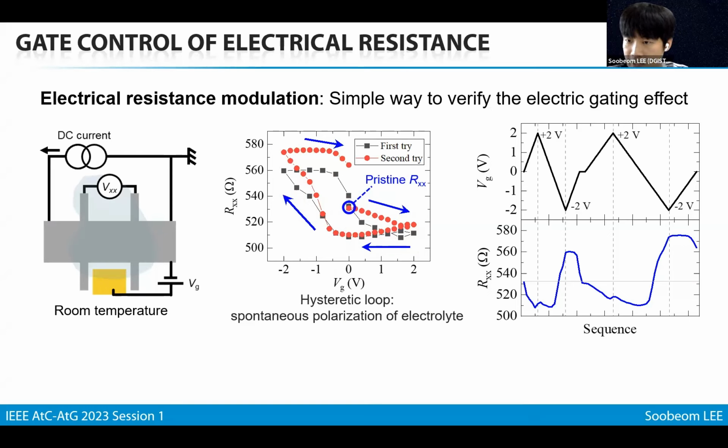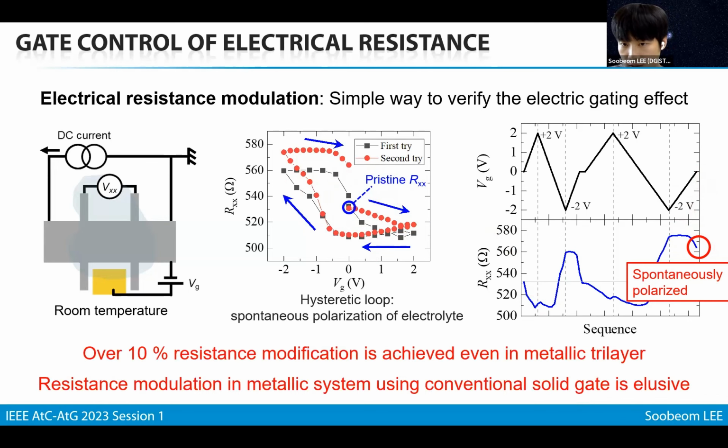Here, hysteretic behavior is a characteristic of electrolyte. Due to very small ionic mobility, ions remain polarized even after turning off the gate voltage. After 2 cycles of gate voltage application, resistance is still higher than the pristine resistance. It means ions are still polarized. We were able to modify the resistance by more than 10% even in a metallic system. We also note that such a resistance modulation could not easily be achieved using a conventional solid gate.